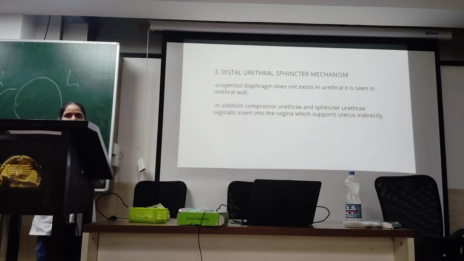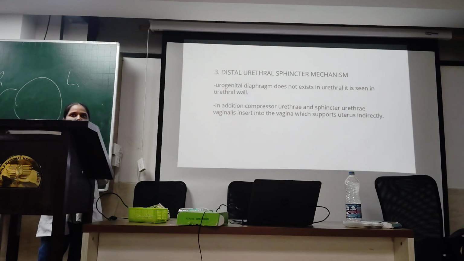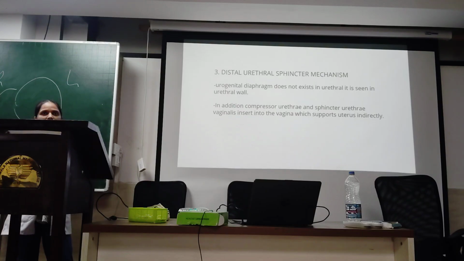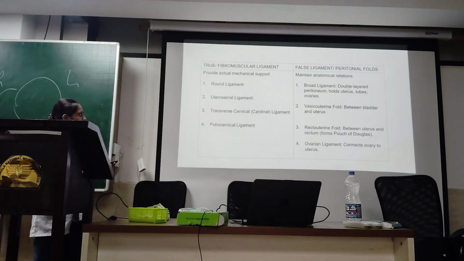Then the third one is the distal urethral sphincter mechanism. In this, the urogenital diaphragm does not exist within the urethra as it is seen in the urethral wall. In addition to this, the compressor urethrae and the sphincter urethrovaginalis get inserted into the vagina and support the uterus indirectly. Now we will see the secondary support of the uterus, which includes the true ligaments and the false ligaments.